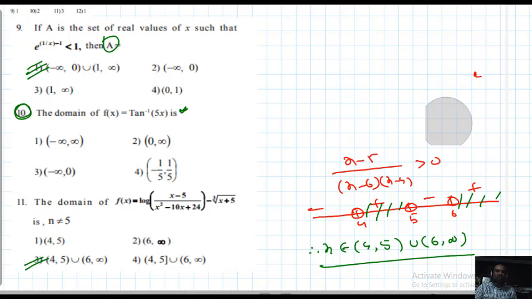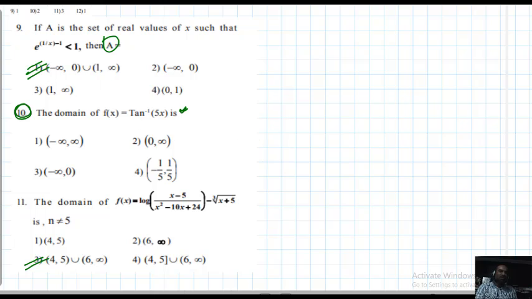Okay students, now I want to explain this problem. In the last part I didn't explain this one because of inverse trigonometric functions. What is it asking? What is the domain of tan inverse of 5x? What is the domain of tan inverse of x? All real numbers. So tan inverse of 5x is also all real numbers only. So all real numbers, minus infinity to infinity, is the domain of tan inverse of 5x.